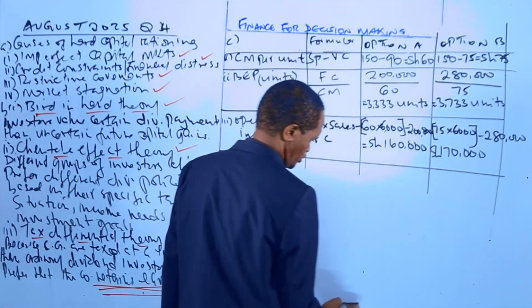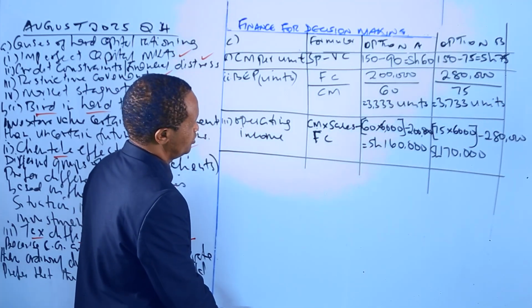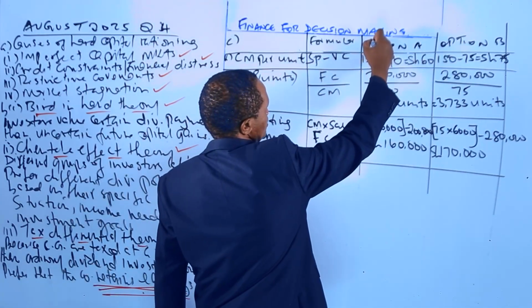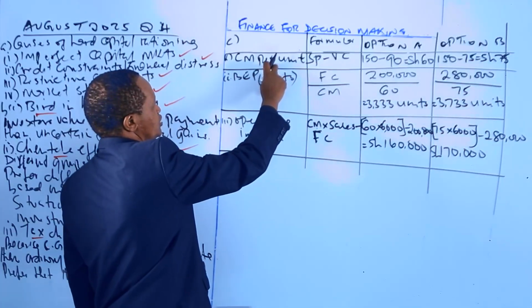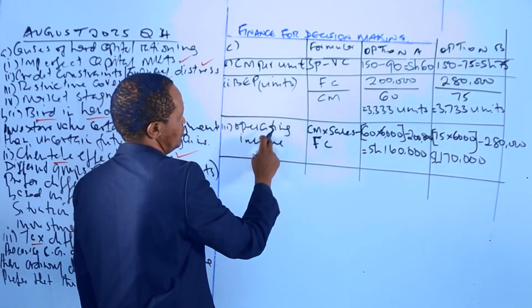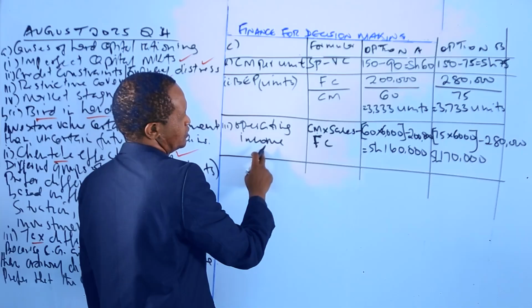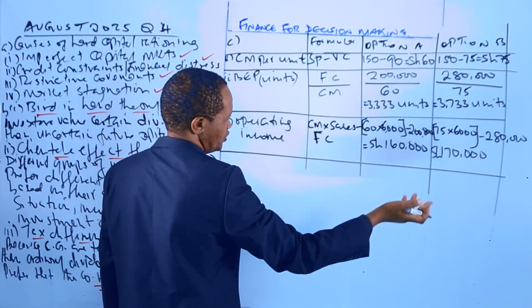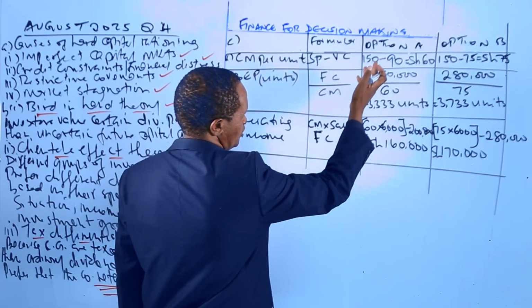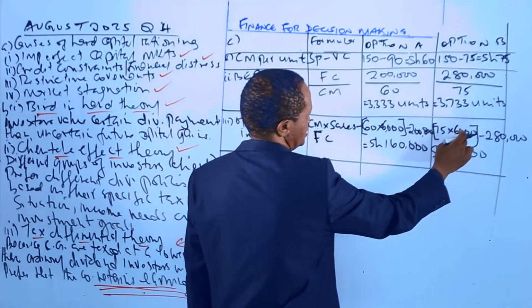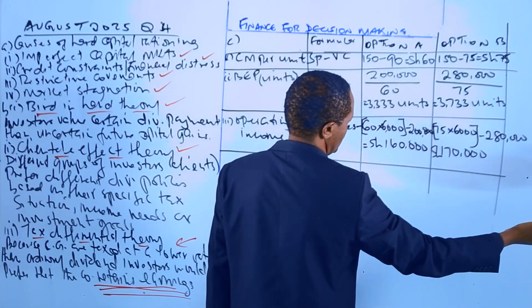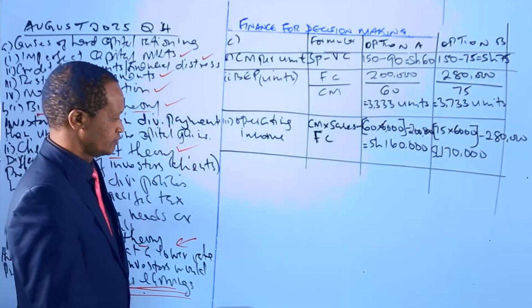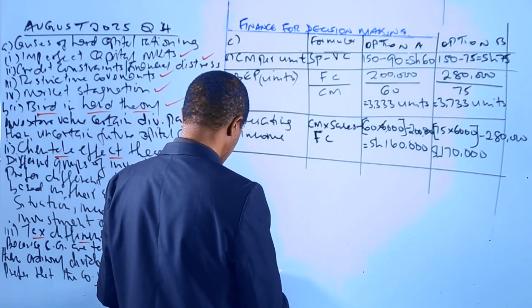I'm moving on well. Are you following, candidates? You need to memorize the formula. For you to be able to answer such a question, you have to have these formulas in your head: the formula for contribution margin, the formula for break-even point, and the formula for operating income. For operating income, we take the contribution margin per unit, multiply by the number of units, 6,000 for option A and 6,000 for option B, get the total, then deduct the fixed cost to arrive at the operating income.